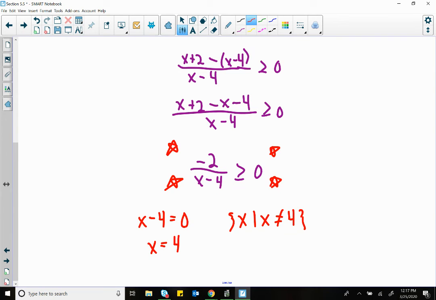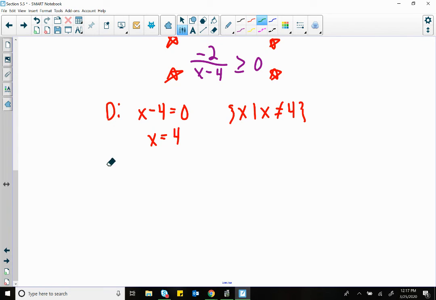There's nothing to factor. And again, in the problem that you'll have, there will be nothing to factor. So in order to find the x-intercepts, remember, all you do is you set the numerator equal to 0. So this guy was the domain. If I set the numerator equal to 0, negative 2 equal to 0, that doesn't make any sense. So that means there are no x-intercepts.